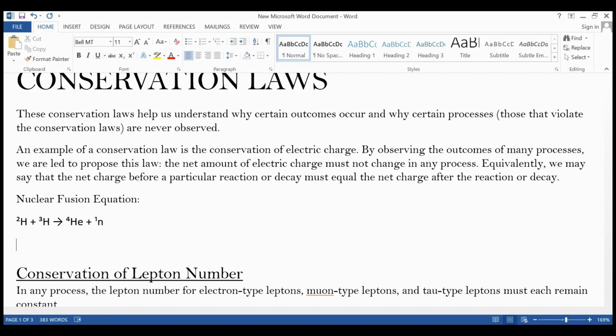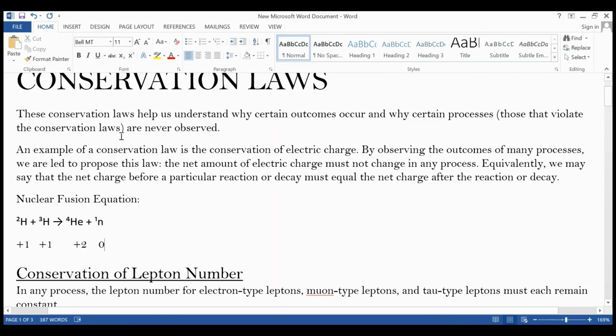Deuterium has an electric charge of +1, while tritium also has an electric charge of +1. And on the product side, we have helium. Helium has an electric charge of +2. And as far as the neutron is concerned, it is neutral in electric charge. So here, +1 and +1 on the reactant side add up to +2. And also the electric charge on the product side is +2. So the law of conservation of electric charge is validated.